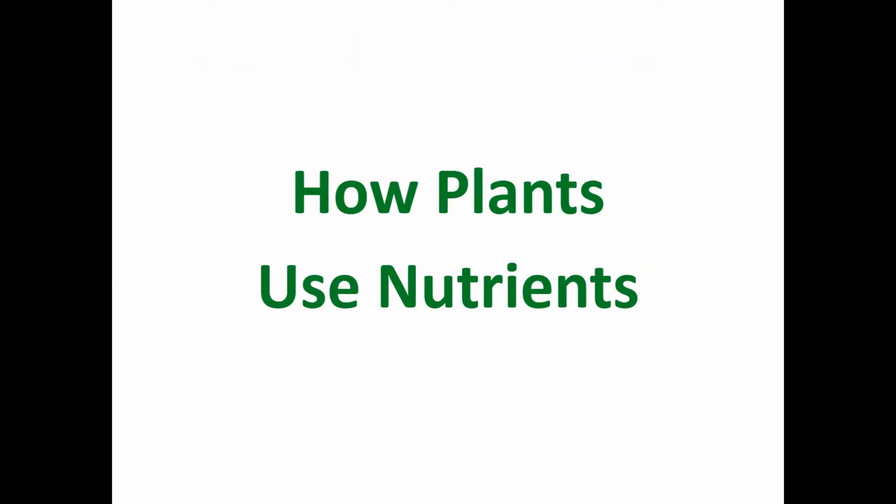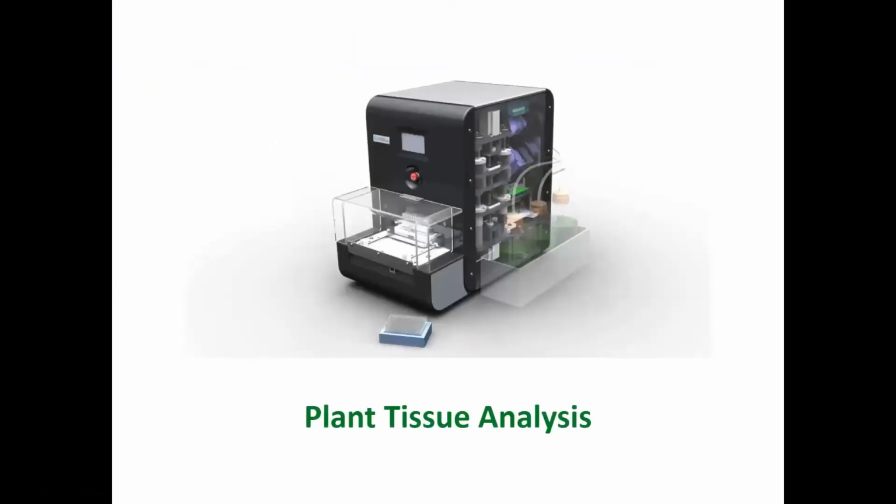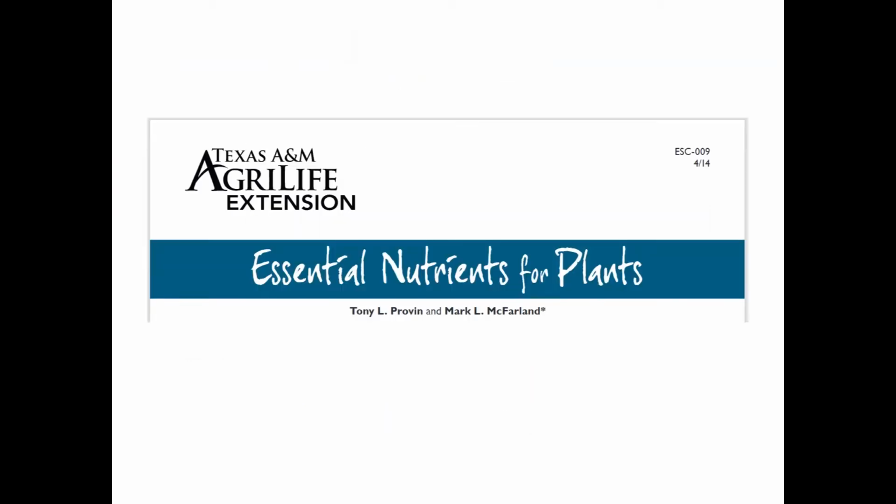How plants use nutrients. So here we get into some real hard science. The basic methodology seems to be that they will take a sample of plant tissue, dry it out, grind it up, and then put it into a very sophisticated machine like this. The information that I'm about to present came from this article by Texas A&M.